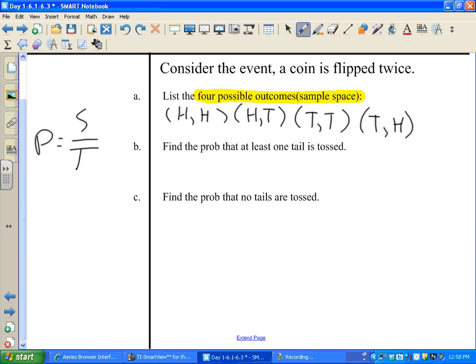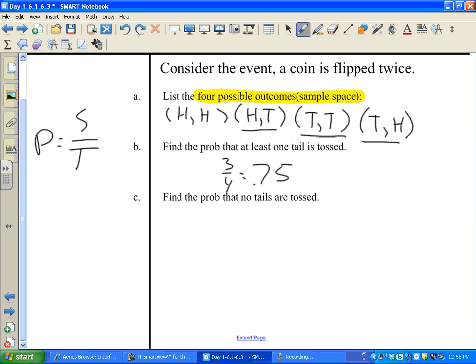Success in this case is one tail. At least one tail. That means it's okay if I go tail. There are 1, 2, 3 successful situations out of a total of 4 situations. You guys already told me, Mr. Wood, that's 3/4 or 75%. We write it as 0.75 or 3/4.